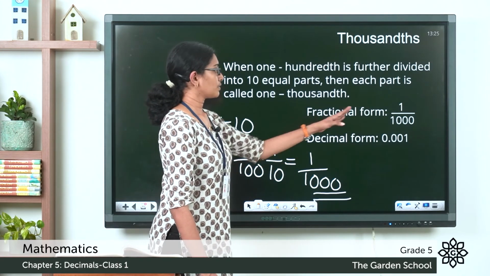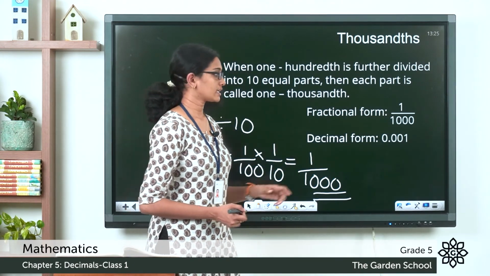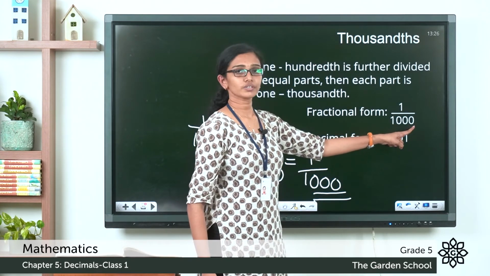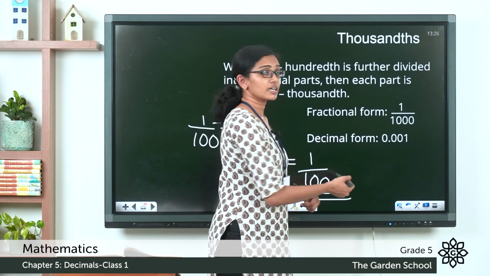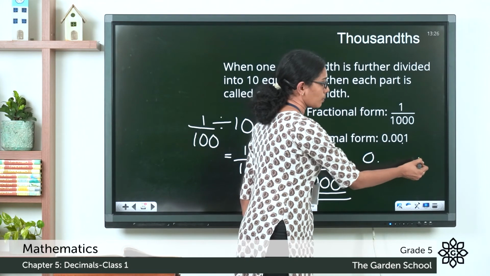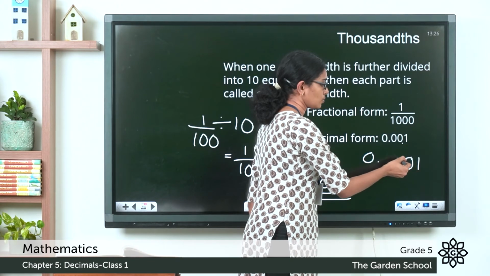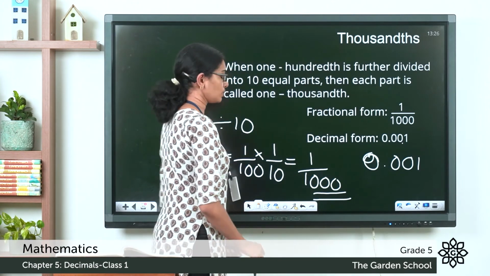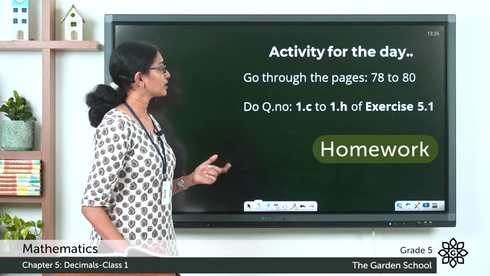So we have the fractional form 1 by 1000. And how do you write the decimal form? It is written as 0.001. See, there are 3 zeros here, so there should be 3 decimal places after the decimal point. So since we are considering only part and the whole is kept as 0, it is 0 point, and you put the 1, 3 places to the left you put the decimal point. So it is 1, 2, there is one more place, that is 3. So it is 0.001.